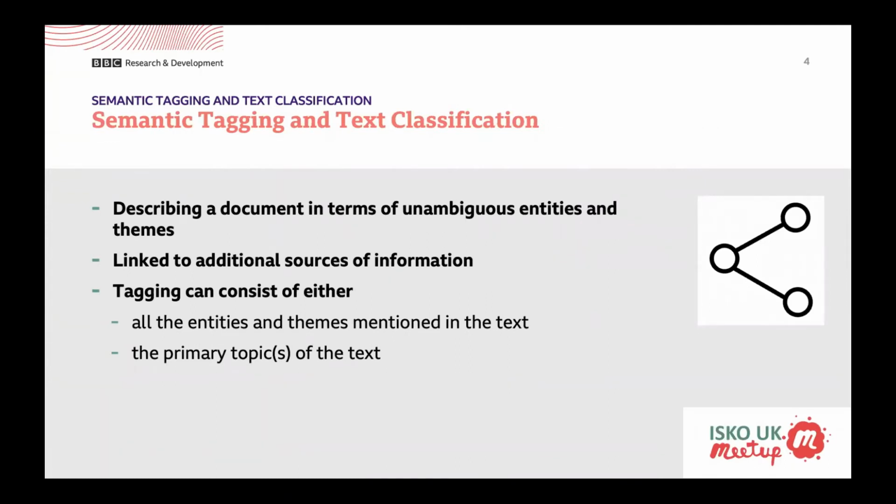So today I'm going to focus on semantic tagging and text classification. And in summary, this is describing a document in terms of unambiguous entities and themes, and using those to link to additional sources of information. And the tagging can either be all the entities and themes mentioned in the text, and we call this mentions tagging, or it can be the primary topics of the text, so just 2, 3, 4, maybe 5 topics, and we call this about tagging inside the BBC.